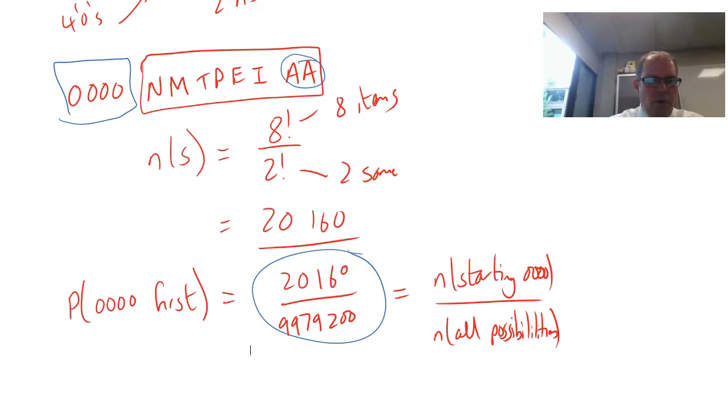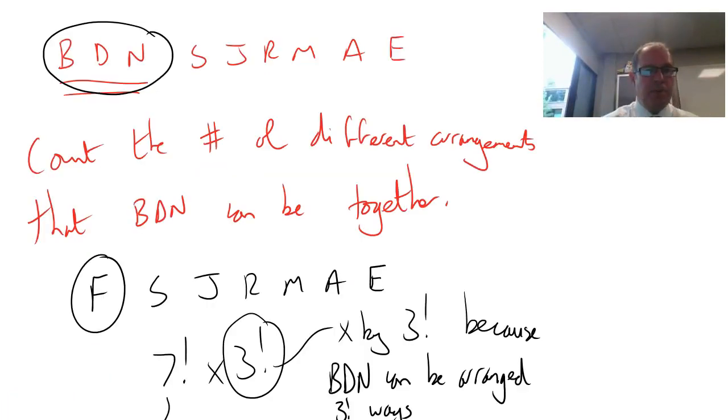Maybe let's do one more example. Now this is a nice little problem. Imagine we've got those letters B, D, N, S, J, R, M, A, E. Imagine they're standing for people's names like Bertie, Derek, Nora, Shirley, etc. Now count the number of different arrangements, but B, D, N want to sit together as a group in any order. So basically you think of BDN as one item. I'll call it F. So instead of BDN, I've got F.